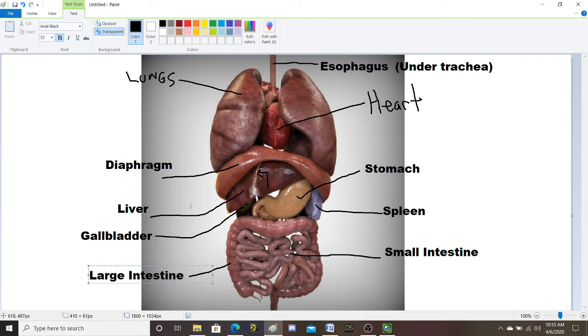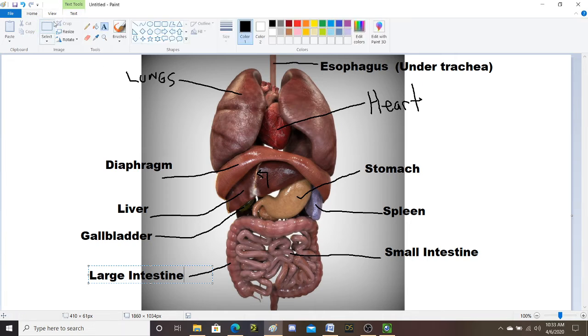Large intestine. All right. Now they threw in one part of your large intestine that you need to know, and it's the very beginning of the large intestine, called the cecum. So your small intestine comes down. If you notice on this picture, the small intestine is going to enter your large intestine. This beginning of your large intestine is called the cecum.